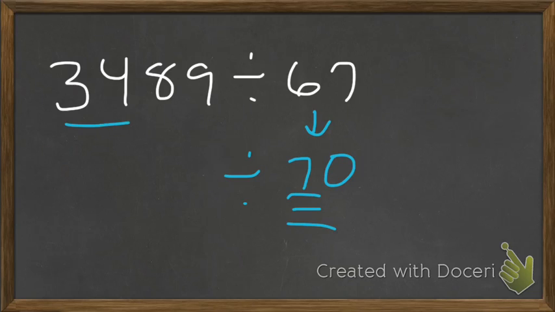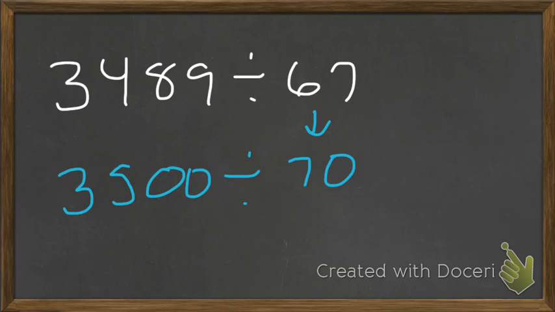Can 7 go into 34? No. Can 7 go into 36? No. Can 7 go into 35? Yes. 7 cannot go into 34 or 36, but it can go into 35. So I'm going to estimate 3,489 to 35,000.